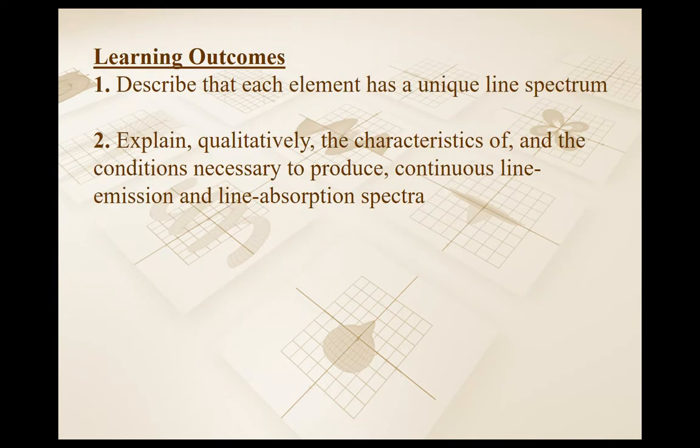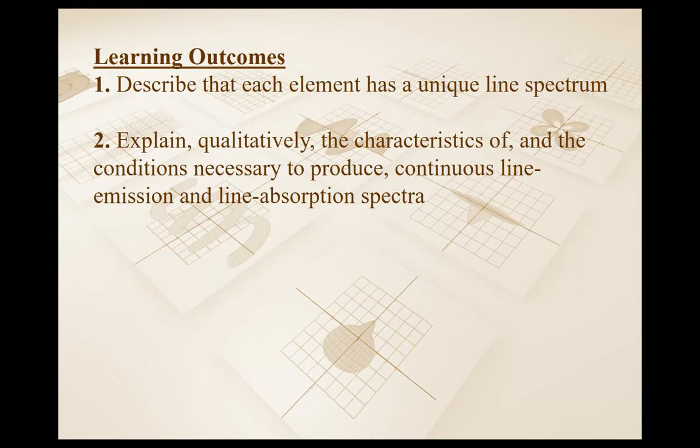Learning outcomes are to, 1, describe that each element has a unique line spectrum, and 2, explain qualitatively the characteristics of and the conditions necessary to produce continuous, line emission, and line absorption spectra.